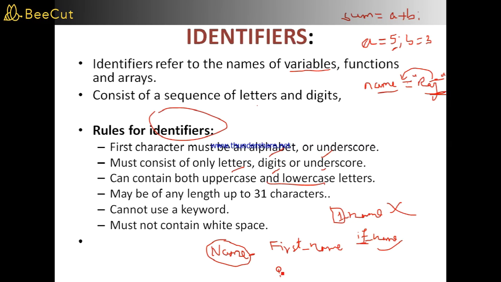Then suppose I'm writing first name like this, first space name. Now this is invalid because there should not be any white space. C must not contain white space, that means we should not leave a blank in between. First space name should not be written. So either we have to use underscore or we have to write it together as a single word. Okay, I hope you understood what identifiers actually are, and very important, what the rules for writing identifiers are.